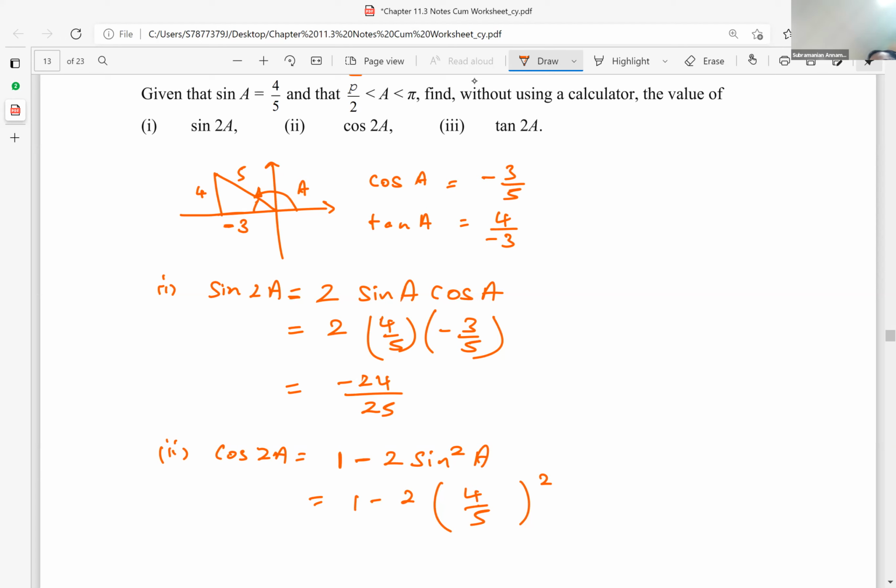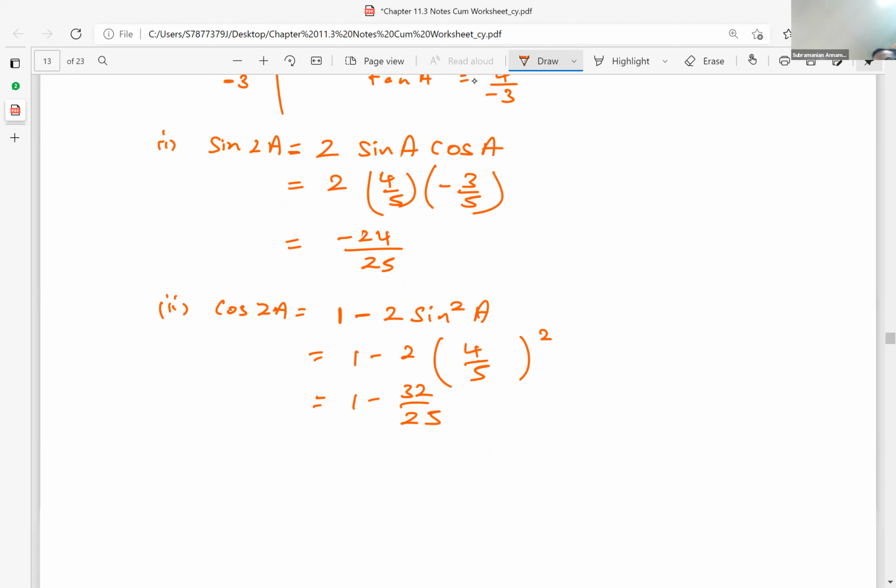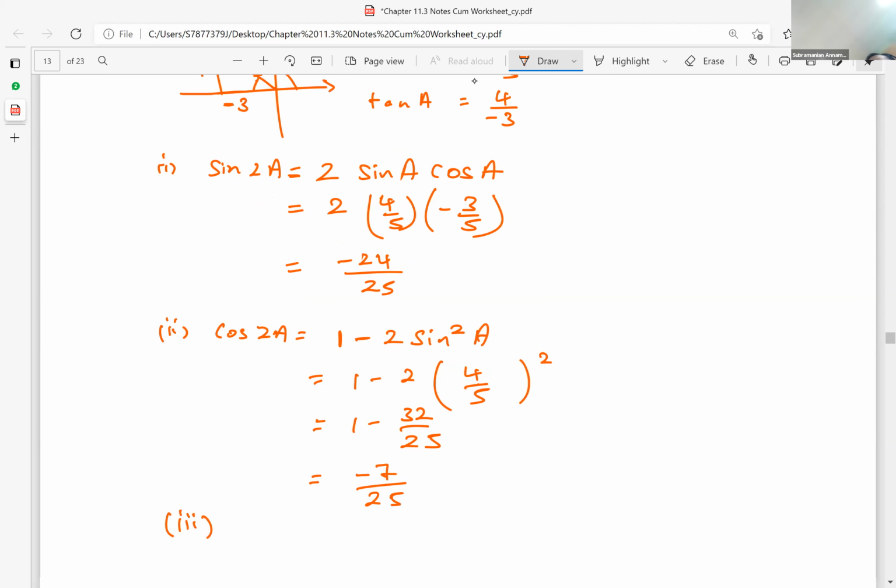You square it. So you get 1 minus 2 times 16 over 25, which is 1 minus 32 over 25. Anyone? Is it minus 7 over 25? Yeah, minus 7 over 25. Okay, I'm just using my mental calculation, that's why there's a bit of delay. Are you done with this, guys?